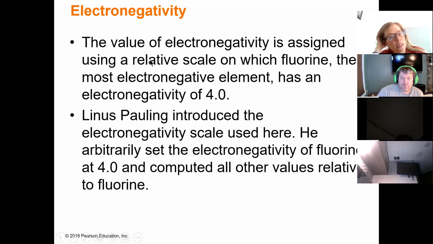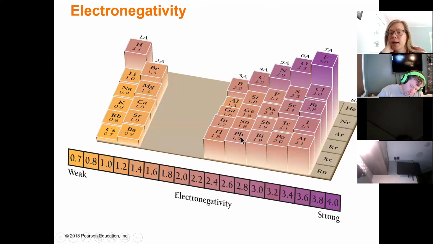So the values of electronegativity are assigned using a relative scale. These numbers don't mean anything. They don't have a unit. They're all in reference to fluorine because fluorine has the highest electronegativity. They arbitrarily gave fluorine the value of 4. All the other values go down from there. So this is the highest electronegativity. If you want to put this on your periodic chart, and this doesn't include the noble gases because they don't want electrons, fluorine has the highest electronegativity and it gets lower as you move down and to the left.